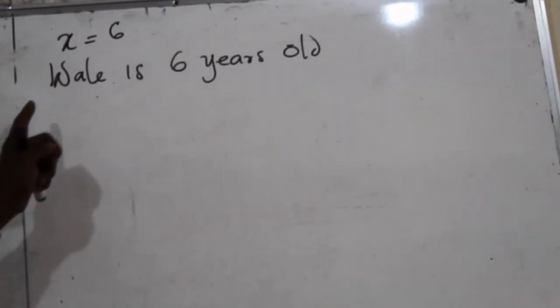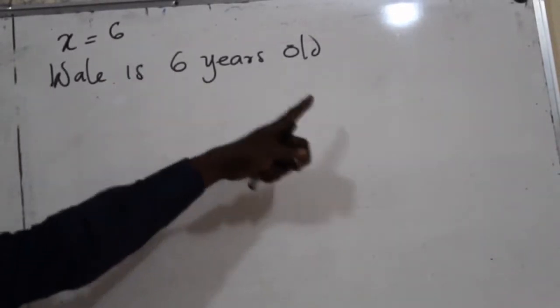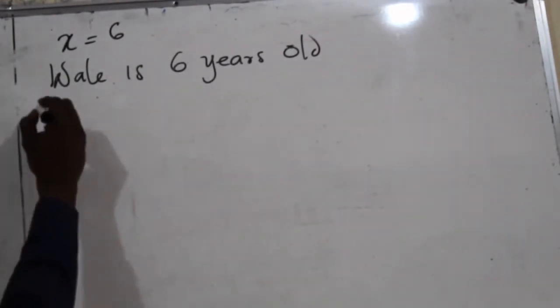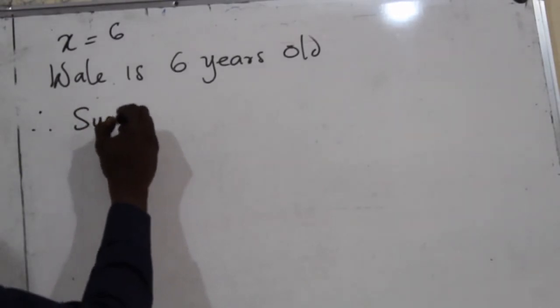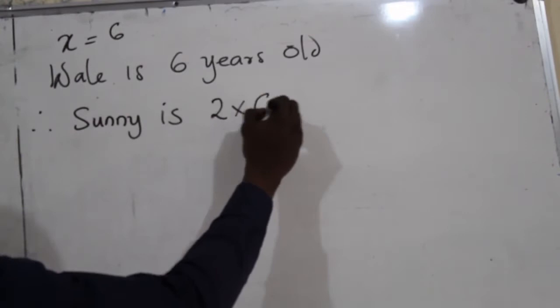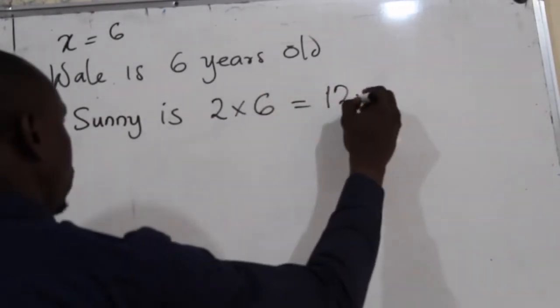Okay, we've gotten Wale's age to be 6 years. So because we said Sonny is twice as old, we have to say therefore Sonny is 2 times 6, which is equal to 12 years.